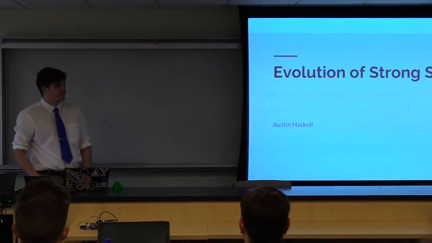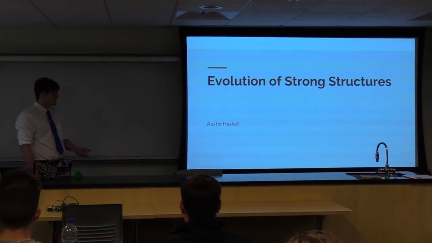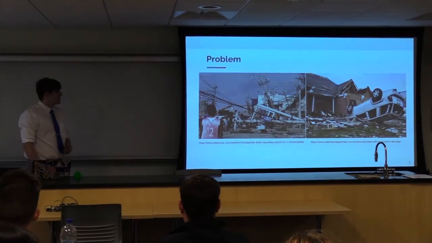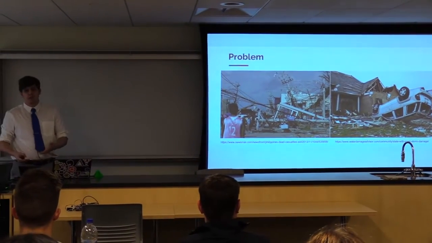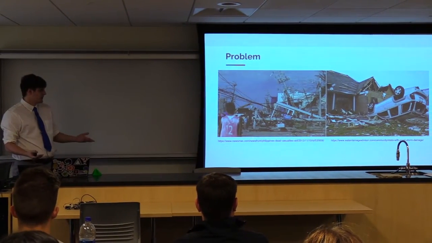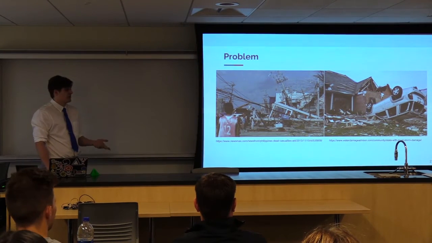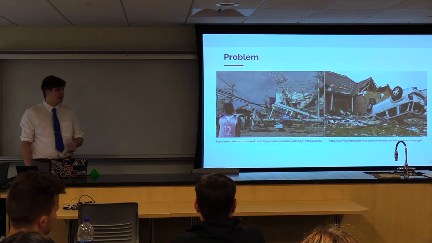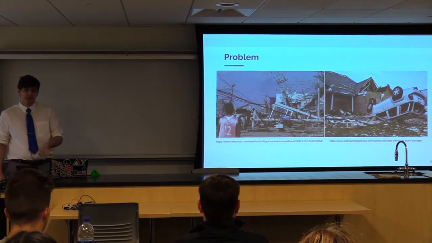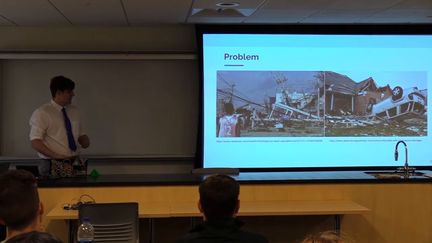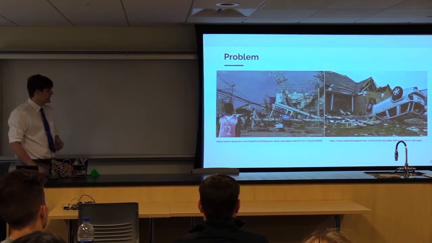Hi, my name is Austin Haskell, and I'm going to talk about my thesis project, which I've titled Evolution of Strong Structures. So the problem I was trying to solve was, after a natural disaster like a hurricane or a tornado or earthquake, anything like that, there's a lot of devastation. It destroys homes, costs governments billions of dollars in repairs. And so I'd like to try to alleviate some of that. And through that, I used an unlikely source that you probably wouldn't think of in computer science.